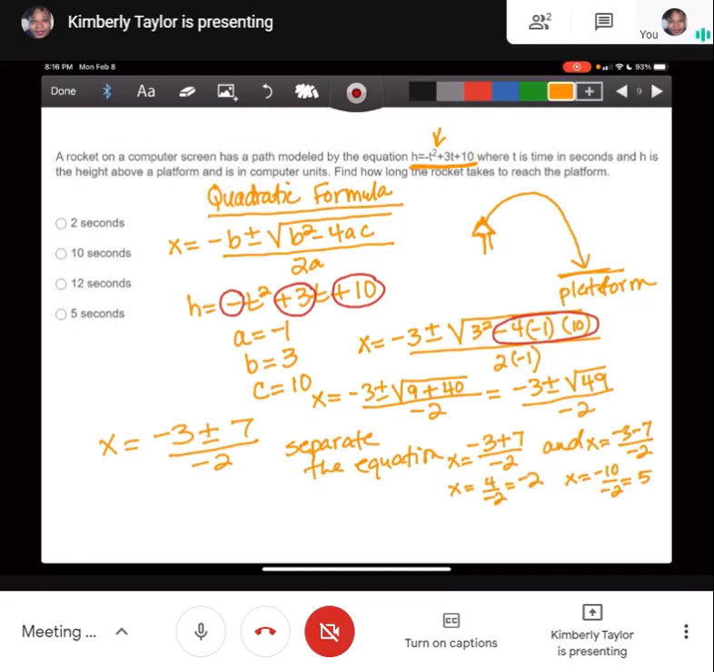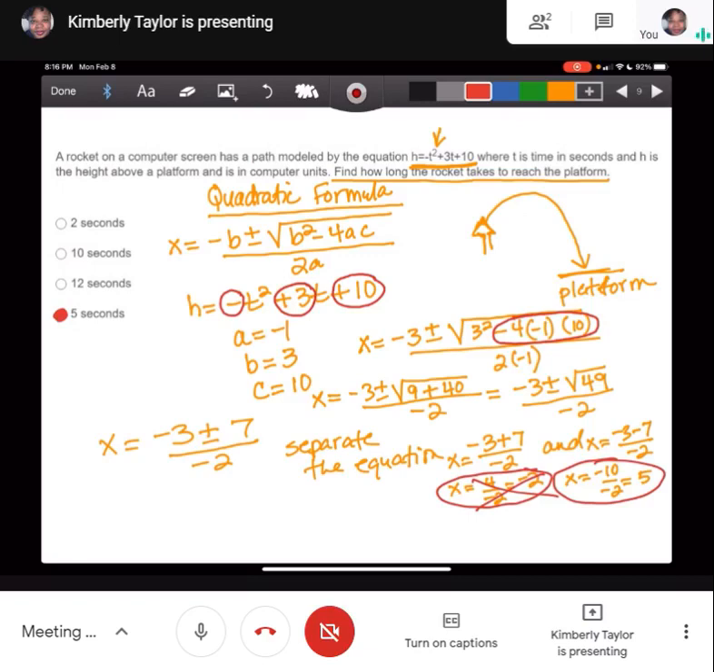Now, when we're talking about, thank you, LaQuasha, I see your answer, thank you. When we're talking about the values of time, we talk about time in a positive manner. Find how long the rocket takes to hit the platform. You want the positive answer of the two. So we do have x equals negative 2, and we do have x equals 5. But when we're talking about how long it takes, we're going to pick 5. So it's going to be 5 seconds. And there we have it.